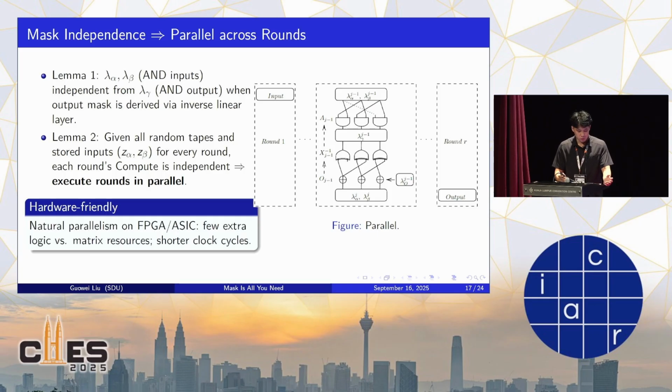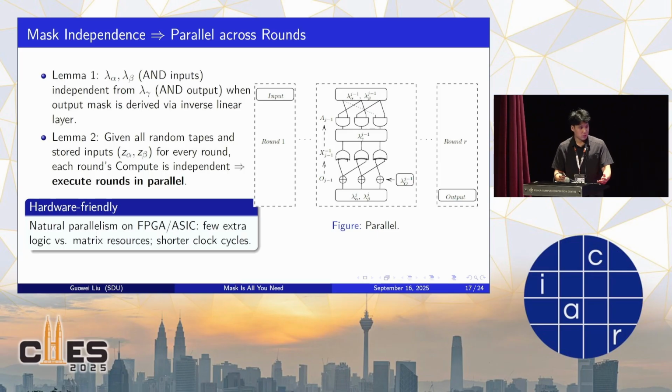Second, given the random tapes and the transcript, the alpha and beta for each round, the compute phase work for that round is self-contained. Therefore, we can execute all rounds in parallel. On FPGA devices it is even clearer. We add a bit of control and registers and benefit from small cycles.